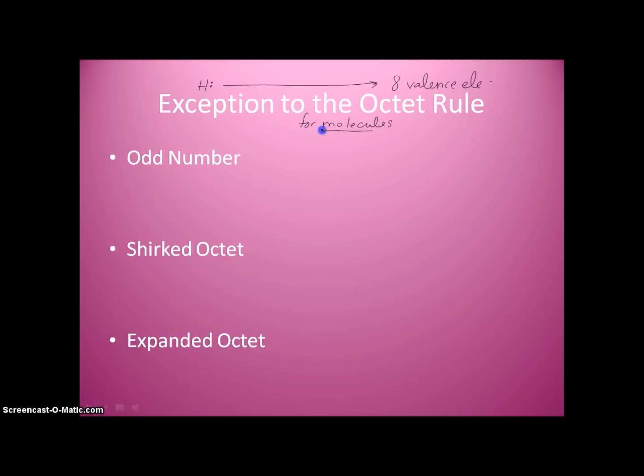We're talking about molecules and these structures that we've been drawing, okay? And so there's 3 of them. The first one is an odd number of valence electrons.